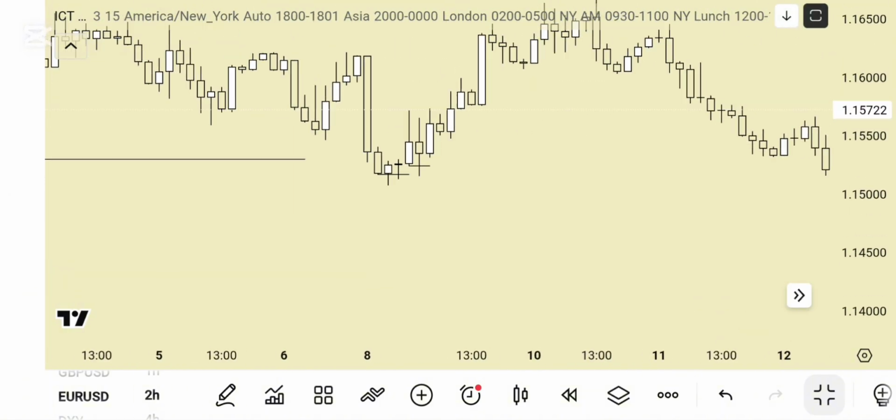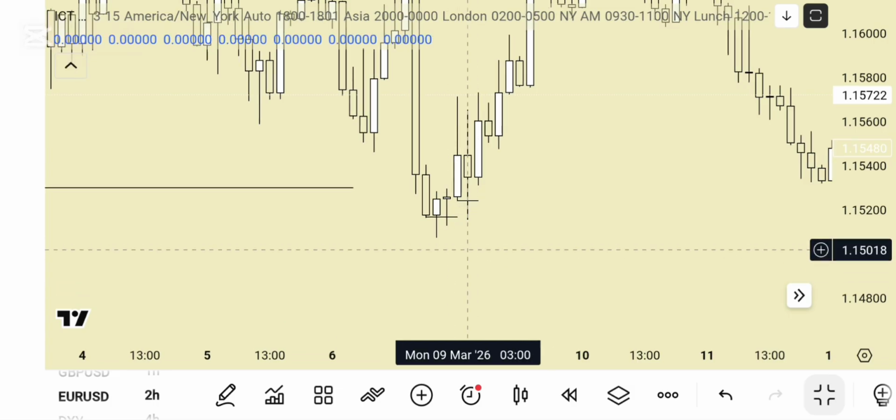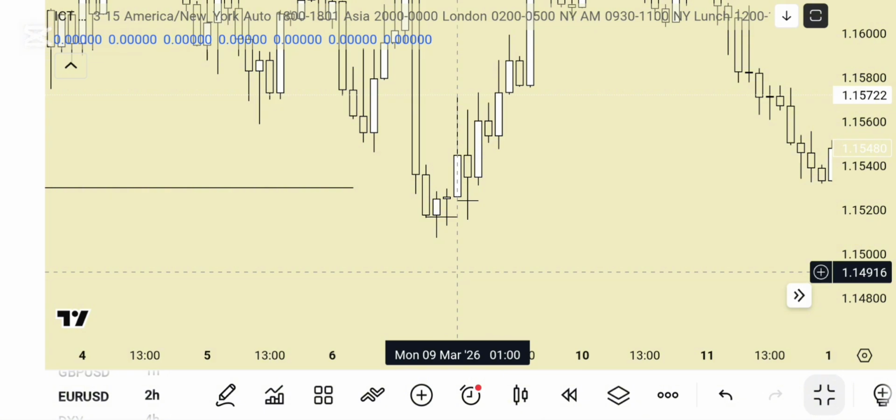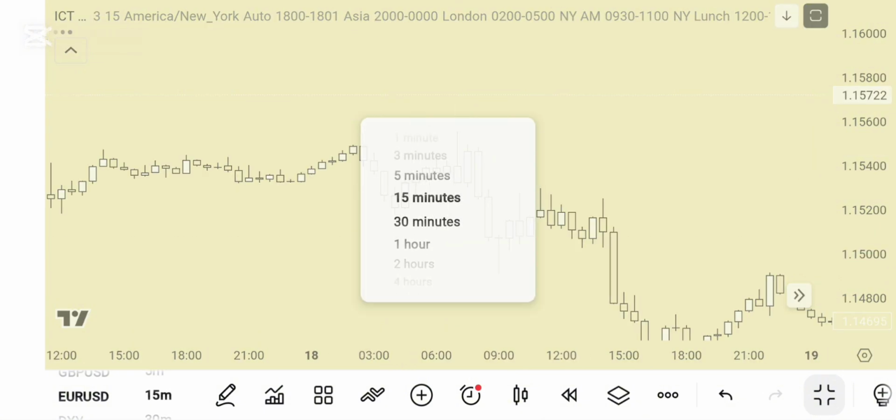So I got the sweep at 3 AM. So we had the 1 AM and 3 AM. This is the 2-hour time frame. You can use 1-hour as well, but I use 2-hour most times. 1 AM, 3 AM, right? So I went to the 15-minute time frame for entry.